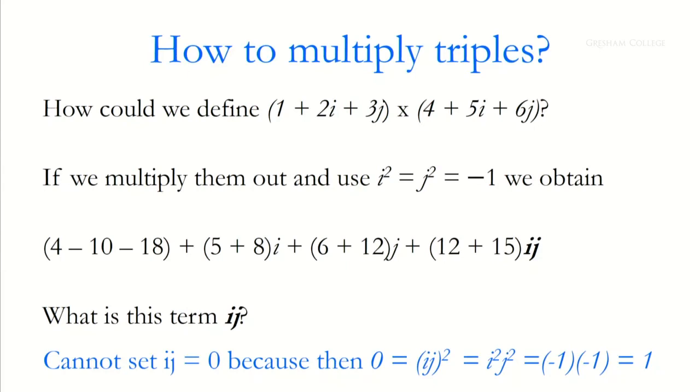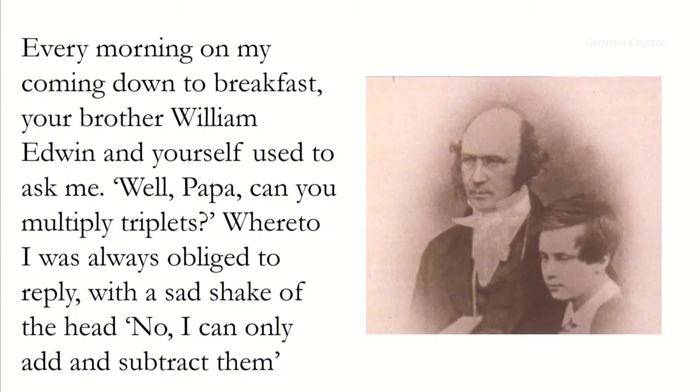And in fact, it became a bit of a family joke, as we can read in this letter about multiplying triples. Hamilton wrote to one of his sons, Archibald, many years later, shortly before his death: every morning on my coming down to breakfast, your brother William Edwin and yourself used to ask me, well, Papa, can you multiply triplets? Whereto I was always obliged to reply with a sad shake of the head, no, I can only add and subtract them. Typical breakfast conversation in many homes.